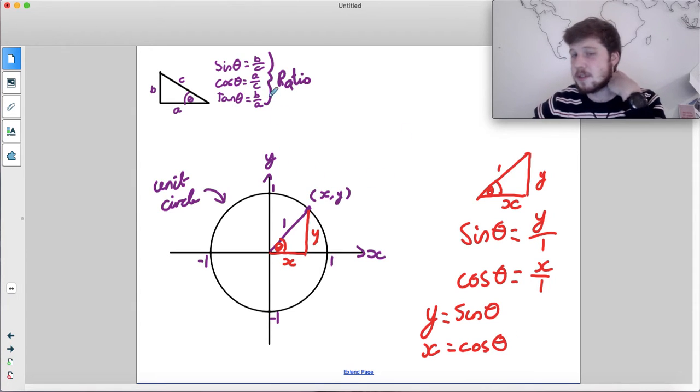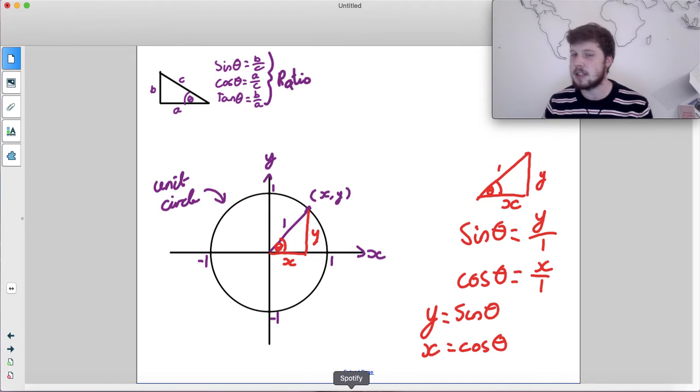So now, instead of thinking of sine and cos as some sort of ratio between the side lengths, I've got that my sine and cos are actually side lengths. They're no ratio at all. They are actually the side lengths of y and x on a unit circle.